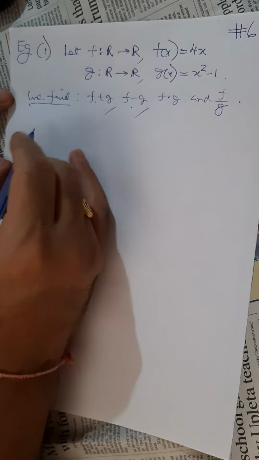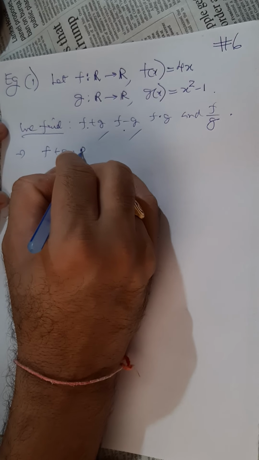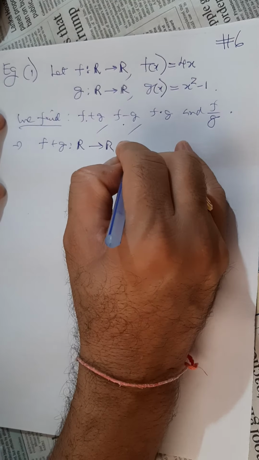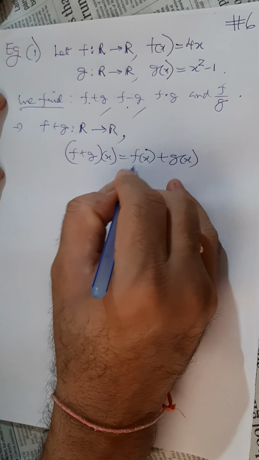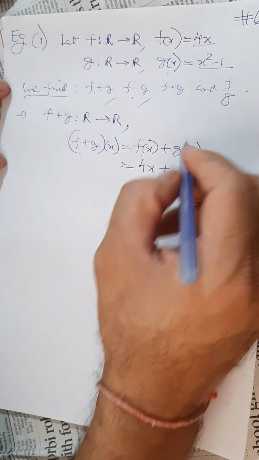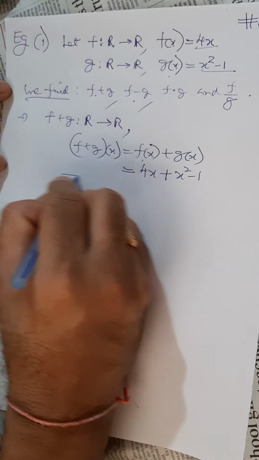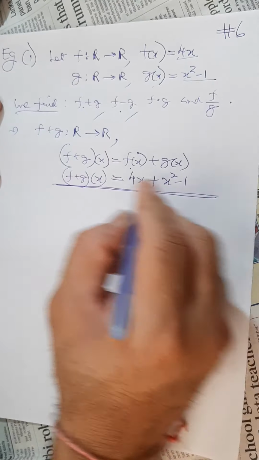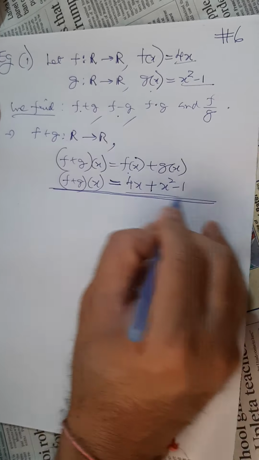So first one, that is f plus g. Obviously it will be a function from the same domain to the same codomain, so R to R. And f plus g at x, you know the formula for this is f(x) plus g(x). Now what is f(x)? It is just 4x. So write 4x here, plus what is g(x)? That is x square minus 1. So this is your function. Finished. F plus g at x will be 4x plus x square minus 1.